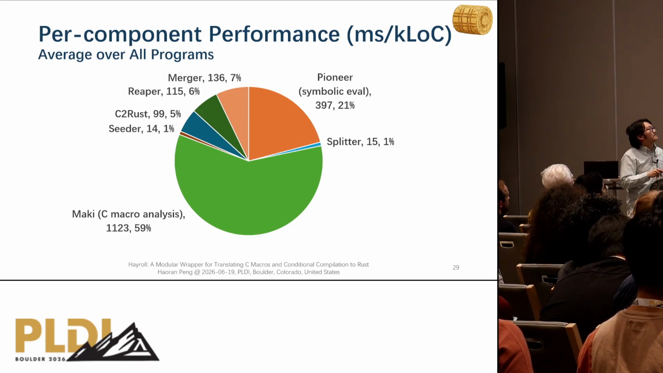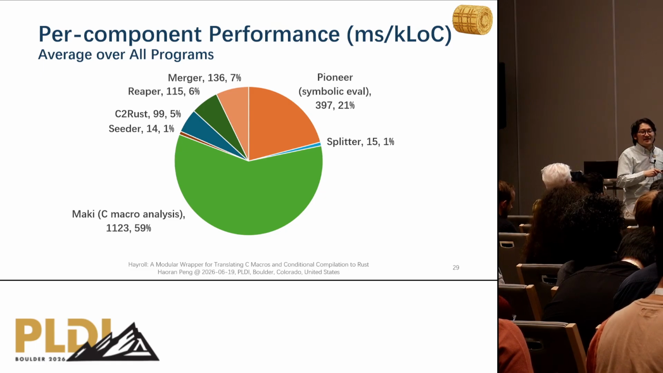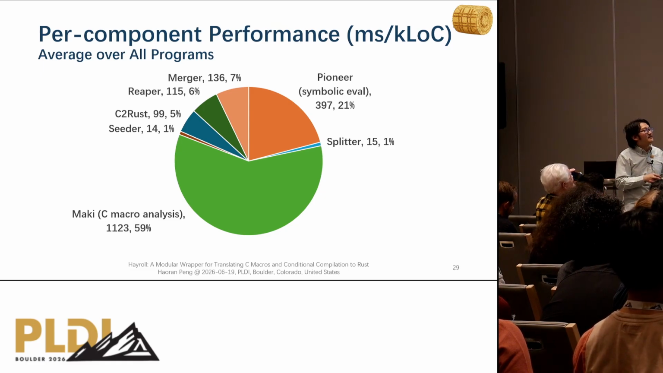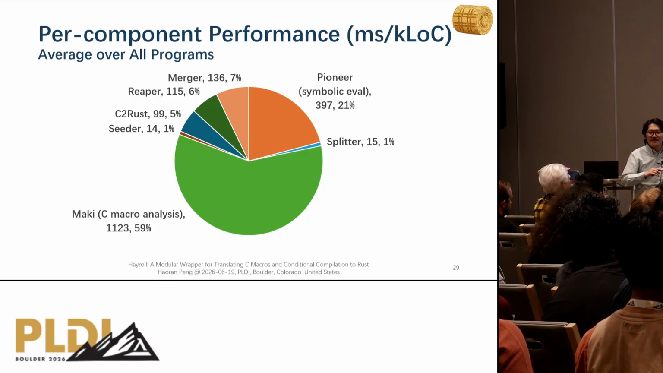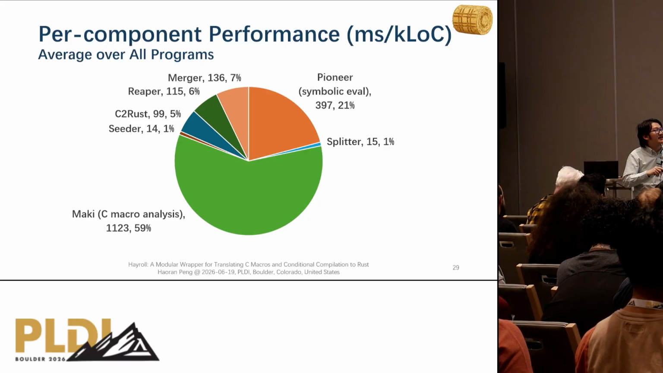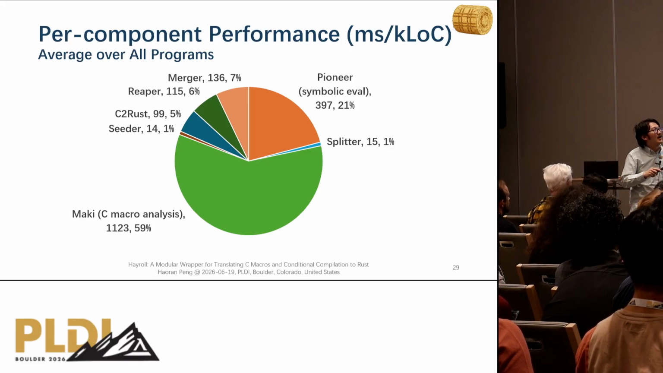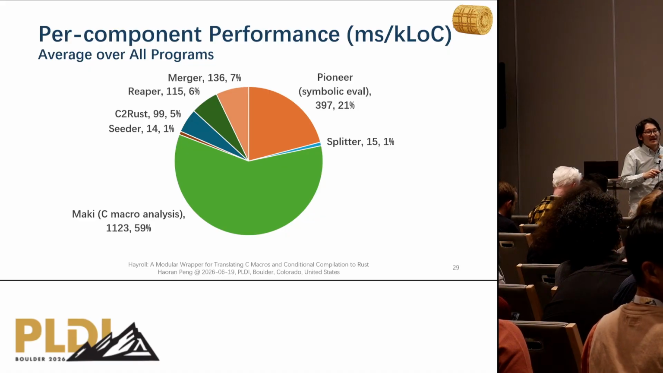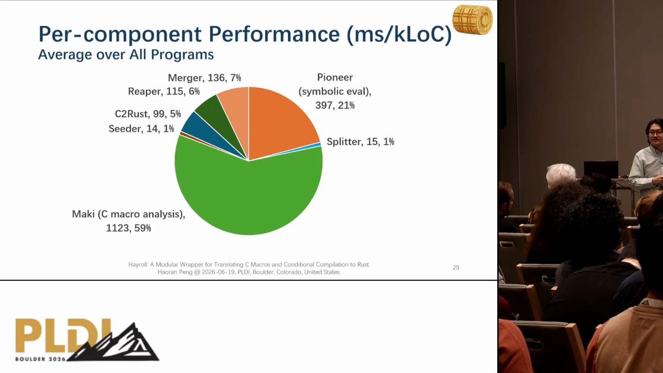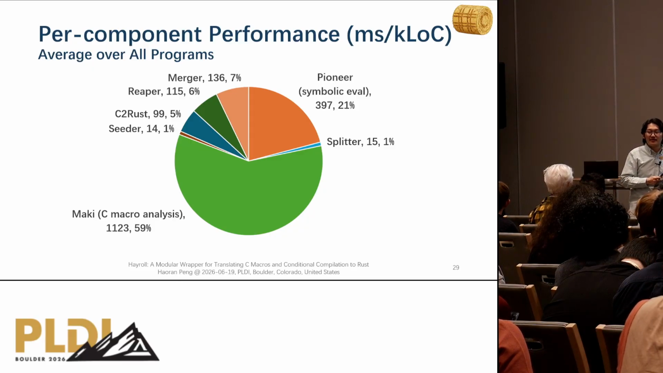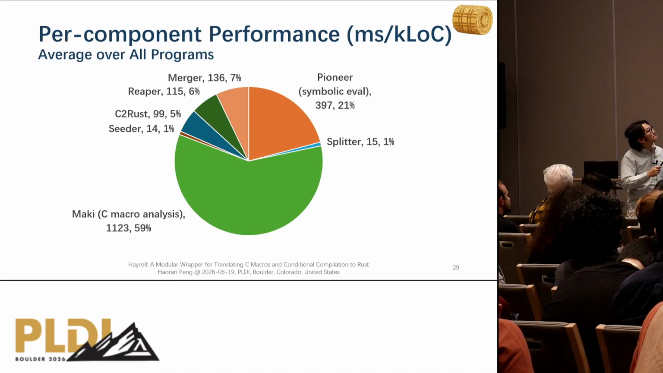Performance. Mackie, the macro analyzer, is taking up the most time because for each of these macro translation layer runs, it has to be invoked independently. And the Pioneer part, our symbolic executor, took the second most time. It only has to be run once per translation, but for programs with more configurability, it runs significantly slower.